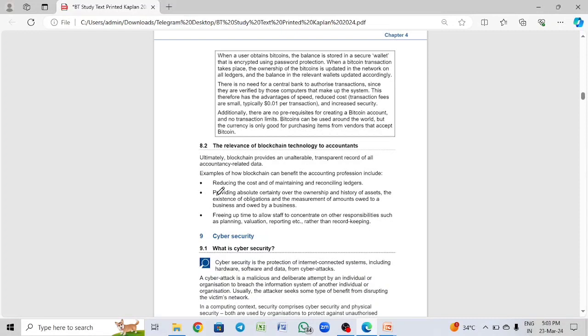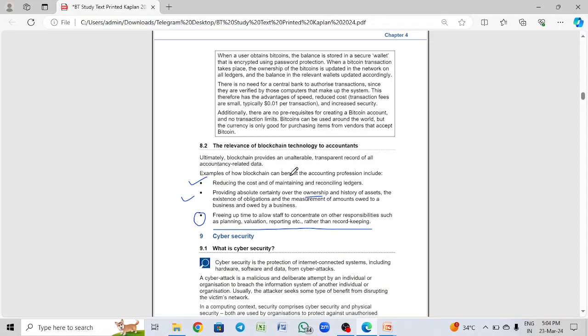It provides absolute certainty over the ownership and history of assets, the existence of obligations, and measurement of amounts owed to and by a business. It frees up time to allow staff to concentrate on other responsibilities such as planning, valuation, and reporting, rather than record keeping. When time is saved here, we automatically have free time to invest somewhere else. So accountants generally use blockchain technology nowadays.